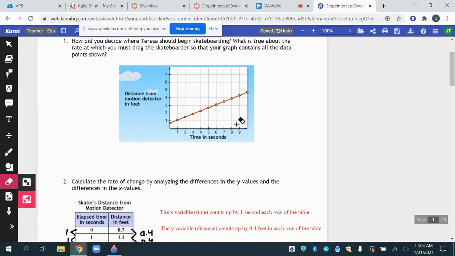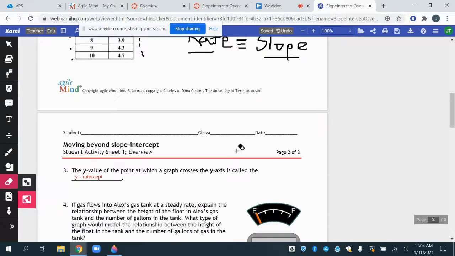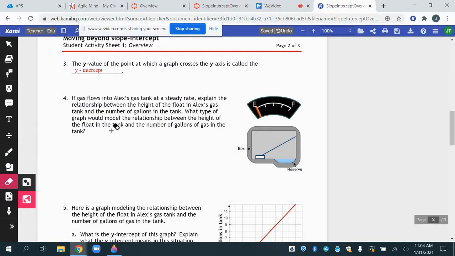It doesn't matter what the scale of the graph is, because I'm keeping track of this using numbers. So this will always work: how much y changes divided by how much x changes, and we'll get to that in a moment. Okay, so Alex's gas tank now is flowing at a steady rate.